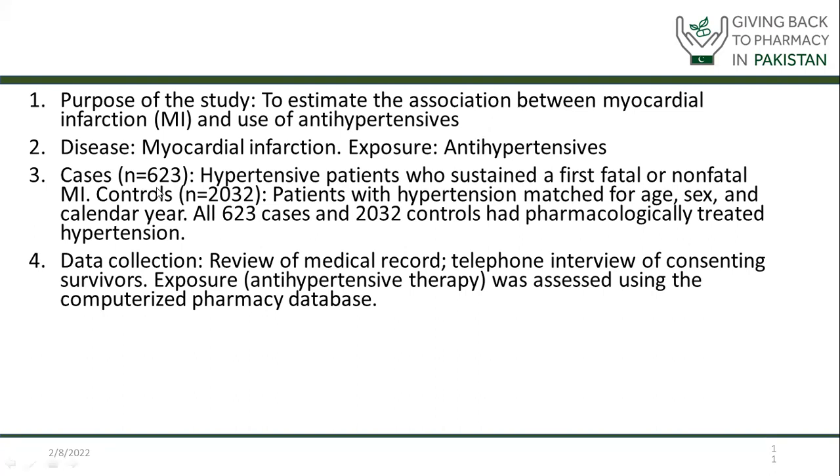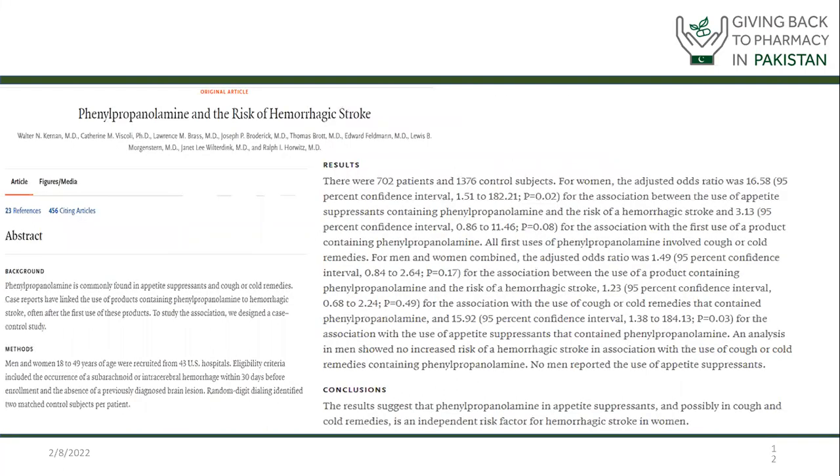So there are the cases, meaning these 623 people have myocardial infarction and hypertension, who have sustained a first fatal or non-fatal MI. Controls are 2032 patients, meaning they don't have MI, but they were hypertensive, matched for age, sex, and calendar year. All these cases had pharmacologically treated hypertension, so they all were treated. And we are getting the data from medical records, telephone interviews, and exposures using computerized records. So obviously there are chances of some errors.